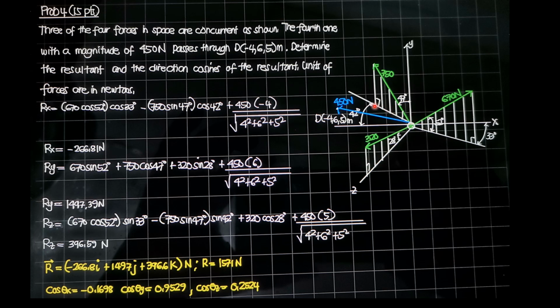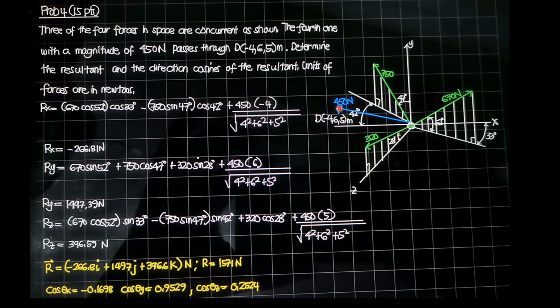Then we multiply it further by cosine of 42, the angle that this component, which is 750 sine of 47, makes with the x-axis, because it is negative. So minus 750 sine 47, then times cosine of 42. Then this 320 is directed up and towards the forward, towards the z-axis. So it has no x component. That's why it's not involved here.